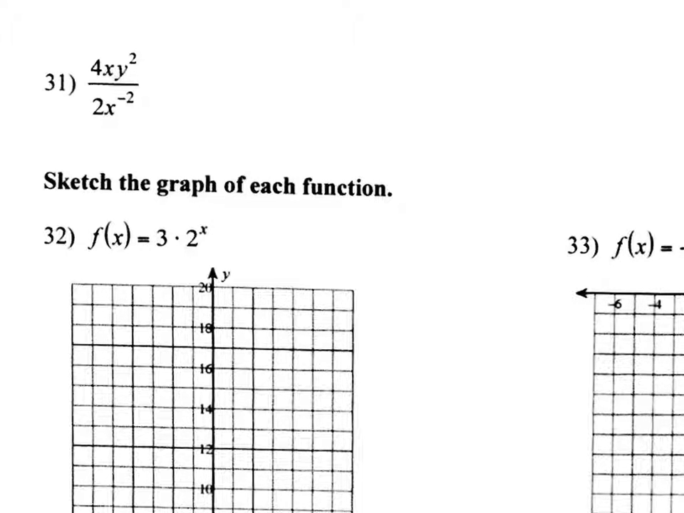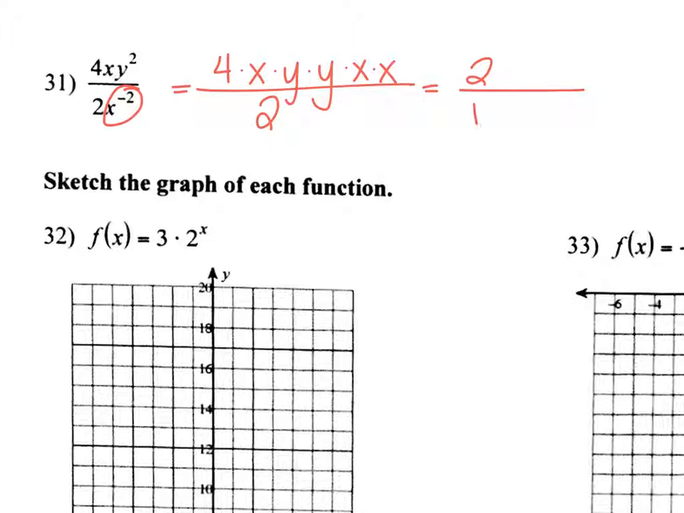All right, 31. We've got a negative that's going to need to be a reciprocal. Since it's on the bottom, it's going to move to the top. So I've got 4x times y, and then I'm moving those x's to the top with that, a 2 on the bottom. So my 4 and my 2, I can reduce that to be 2 over 1. And when I count my x's, I have 1, 2, 3. That's x to the third, y squared.